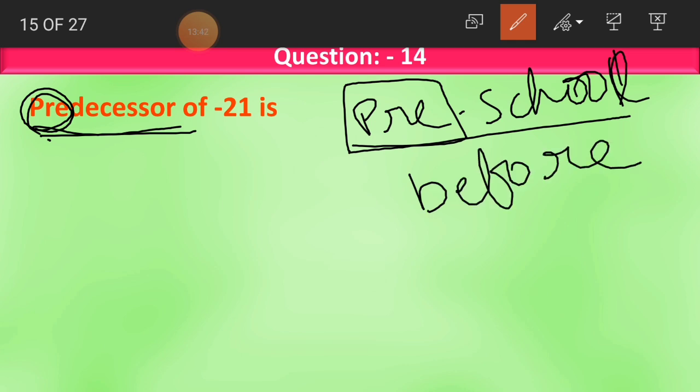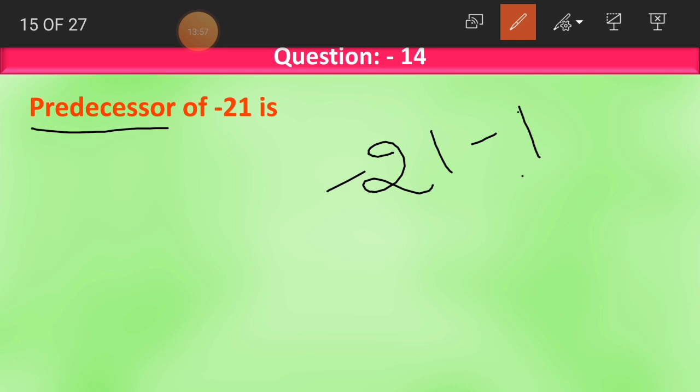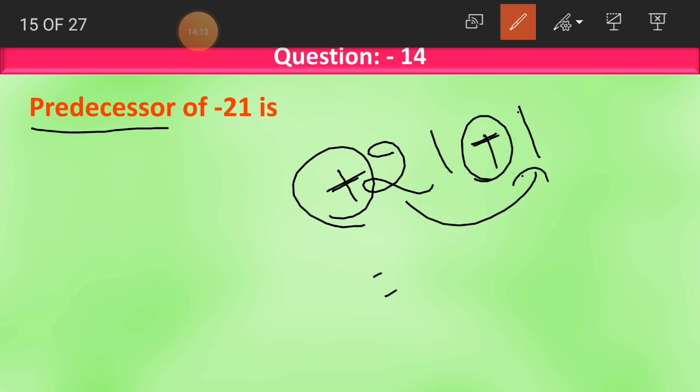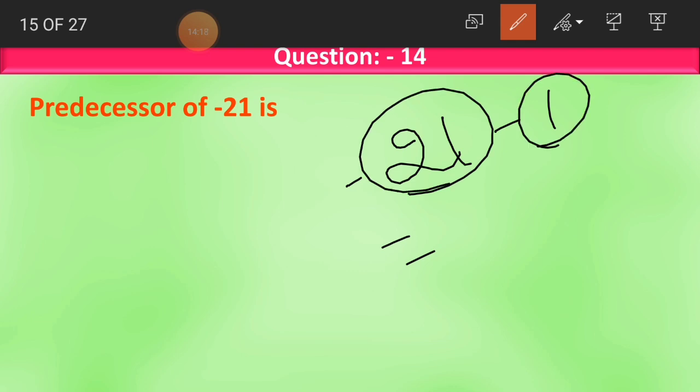Now how do we find out something that comes before? We subtract 1. For predecessor, we subtract 1 from the given number. Now our given question is minus 21. To find the predecessor, we subtract 1 from it. Again, both the signs are same here, right? Minus 21 and minus 1. Now what would you have done if it was plus 21 and plus 1? Again, both the signs are same here also. What will you do? You will add them up, right? In the same way, for minus 21 and minus 1, add both the numbers.